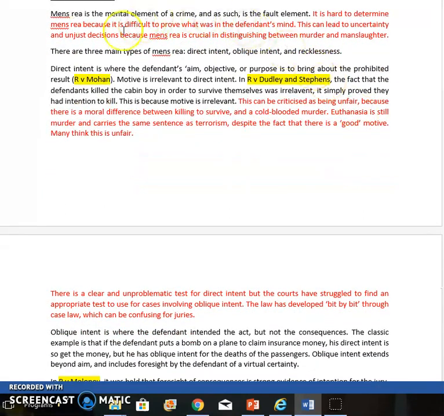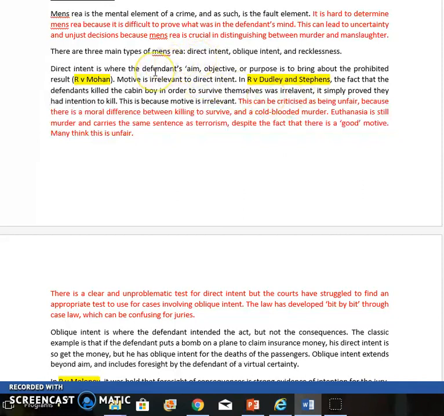I would then go on to say what my 3 types of mens rea are: direct, oblique, and recklessness. And I'm going to talk about each one of them in turn, pointing out problems as I go through. So I would start with direct intent.